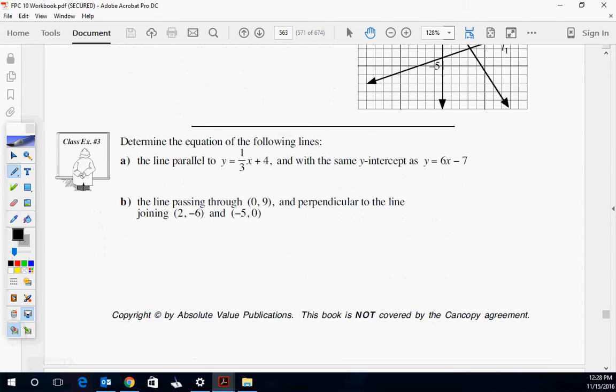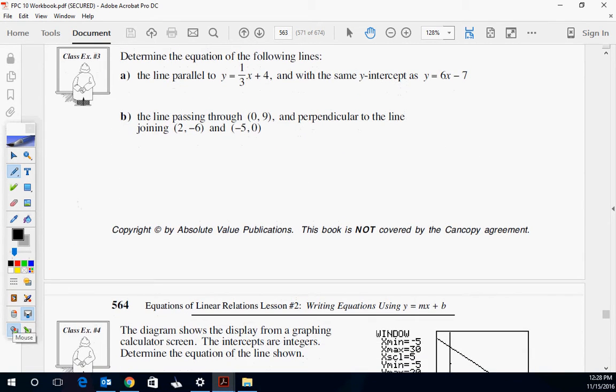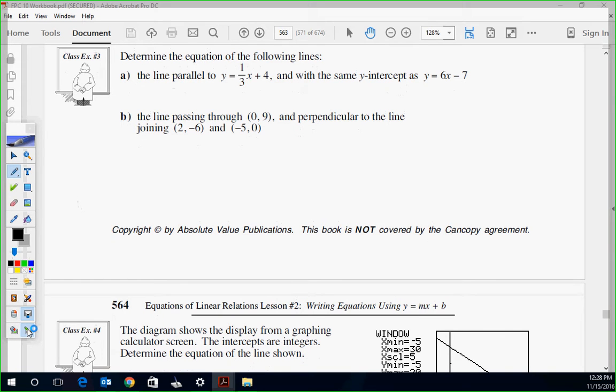Okay, here we go. Keep going here. Determine the equation of the following lines. This is where you need to understand what parallel and perpendicular mean. If you don't, then you can't solve this. Okay, look at A. Stay with me. Determine the equation of the following lines. We want the line parallel to this one and the same y-intercept as this one. So it wants a line parallel to this one with the same y-intercept as this one.